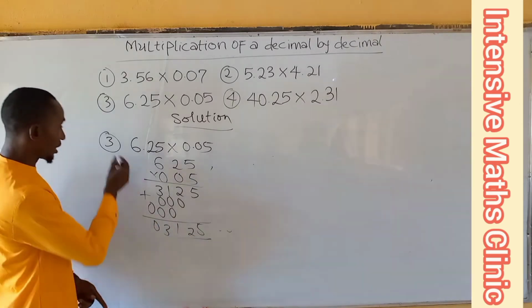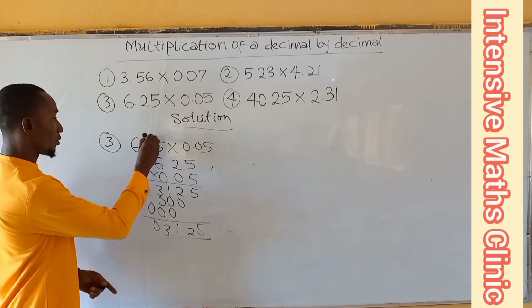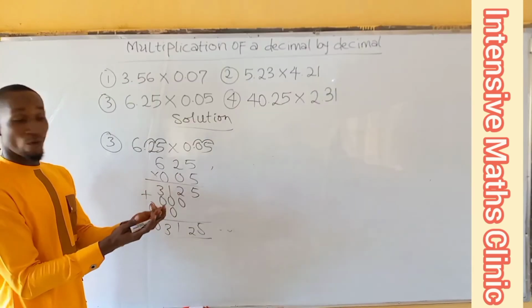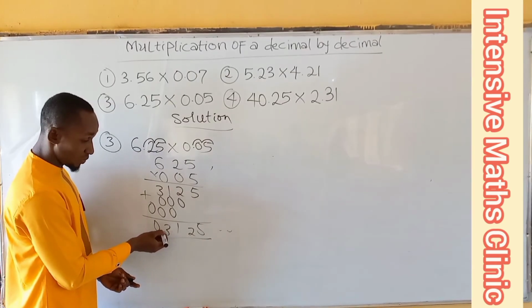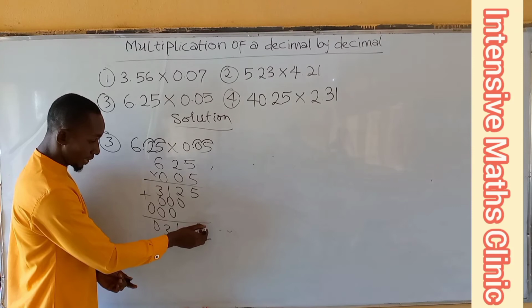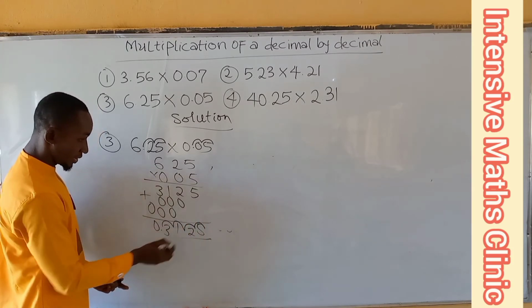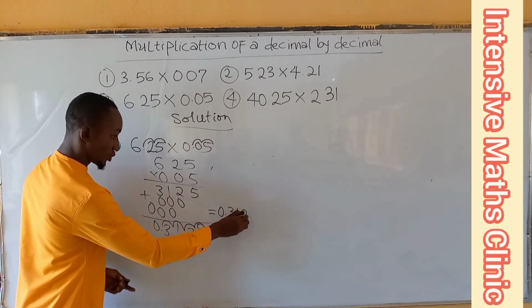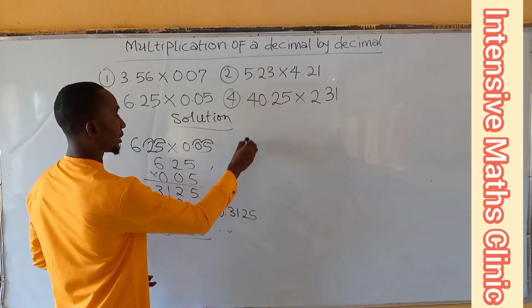We have to represent the decimal point here. So we are counting from the decimal point: 1, 2, 1, 2, making a sum of 4. We start from our right hand side of the result we have here to represent our decimal position: 1, 2, 3, 4 is here, which implies that the result is 0.3125.